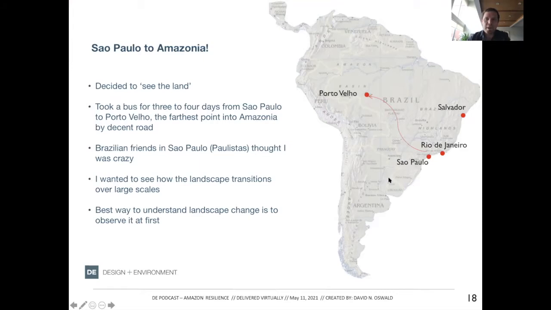A lot of people, when I talked to my friends who I had met in Sao Paulo, said I was going to take the bus to the Amazon. They said, "Are you crazy? Nobody, everybody would fly there. It's a bit of a haul. That's a long way. It'd be like taking the bus essentially across Canada."